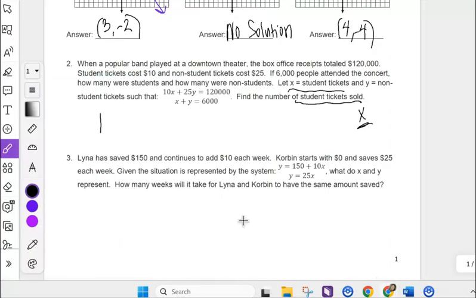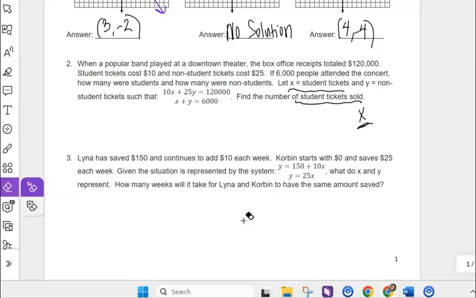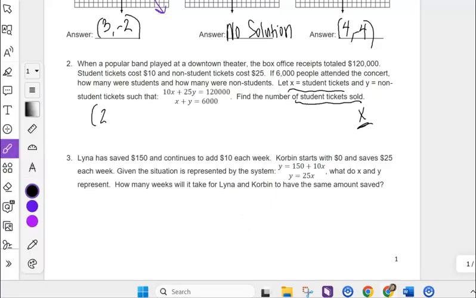So my solution is 2,000, 4,000. But what it's asking is specifically asked for student tickets. So my answer is 2,000 student tickets.